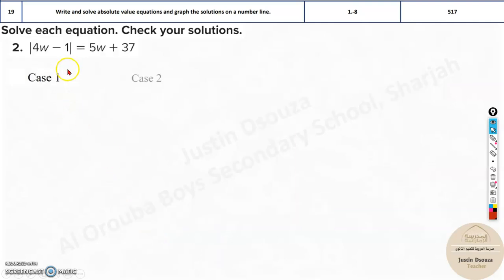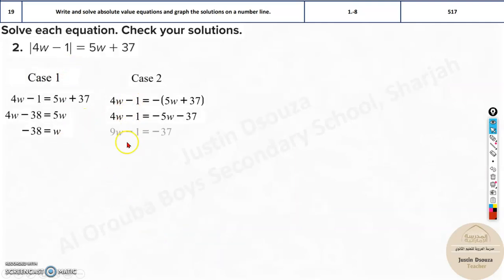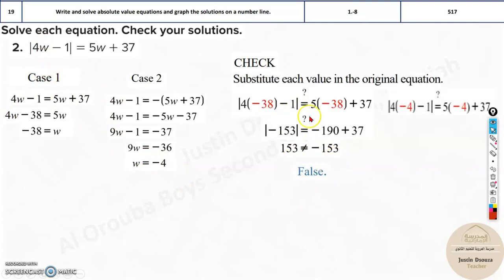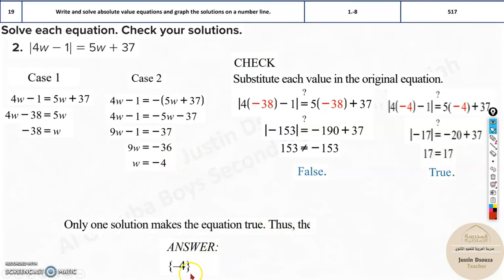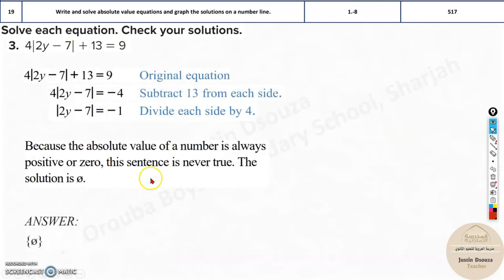Same way you can try the others over here. Case 1, case 2, simplify and solve it. You will get two answers for W. Now you need to substitute over here and check. The first one is false, so negative 38 is wrong. And the next one was true, so the answer is only -4. That is it. So please do this method. It is the same method, it continues everywhere.